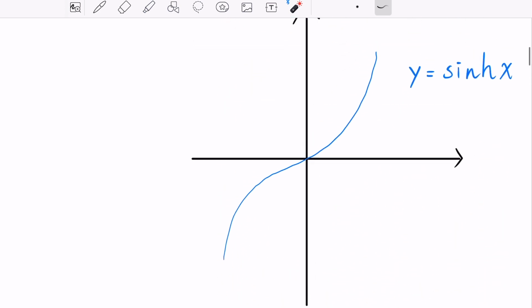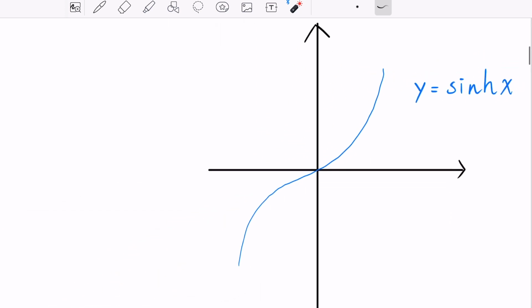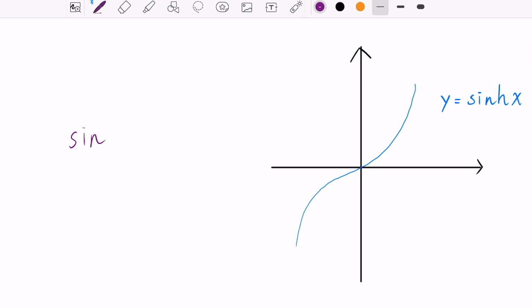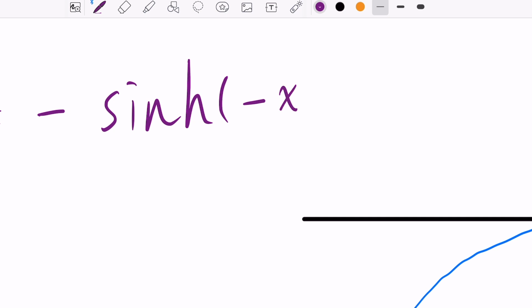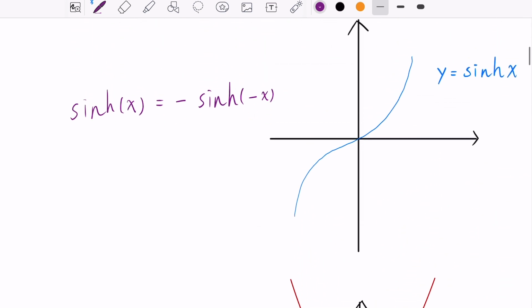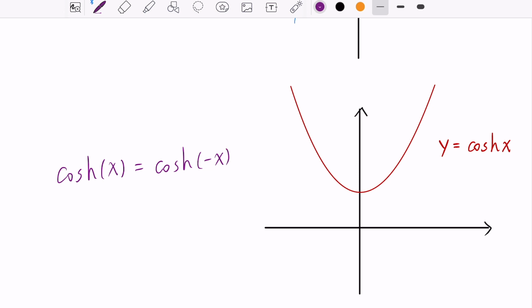By observing the two graphs, we can find some characteristics of the graph. First, you can see hyperbolic sine of x equals negative hyperbolic sine of negative x, like this. And for hyperbolic cosine, it is the opposite. We have hyperbolic cosine x equals hyperbolic cosine of negative x. Okay.